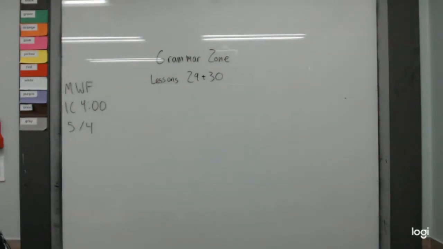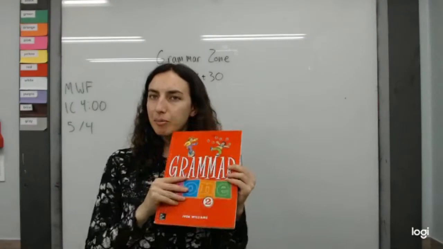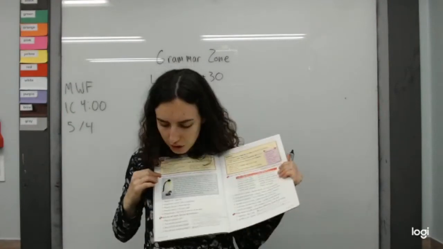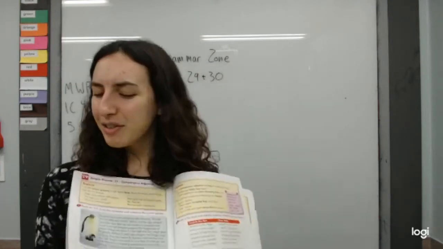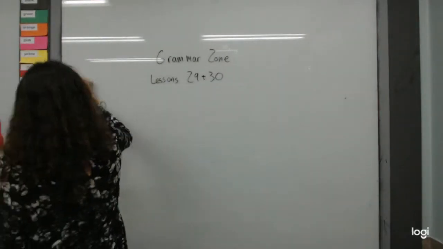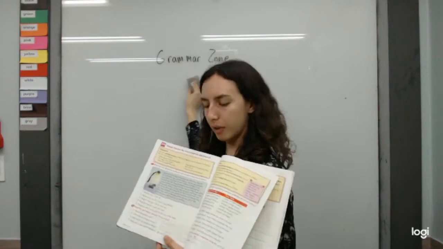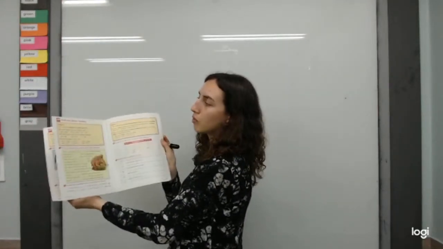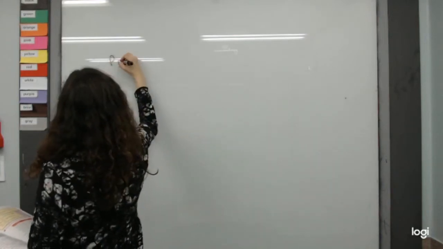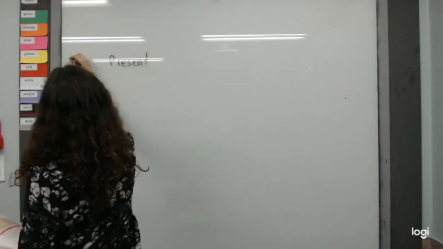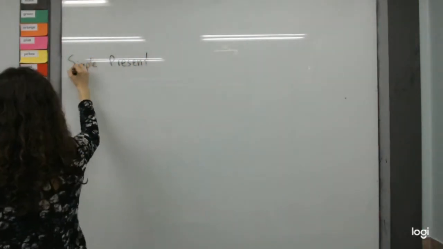So take out your Grammar Zone books and let's turn to page 86, lesson 29. Please take out your books to lesson 29. For today's lesson, we are going to remember a lot of things we talked about in the past. So, before we start, let's remind ourselves about present tense, or actually let's call it simple present.